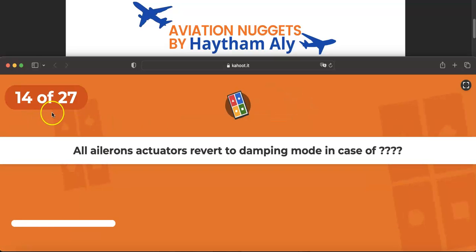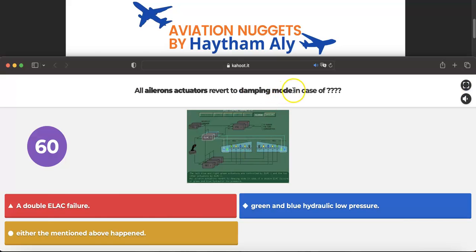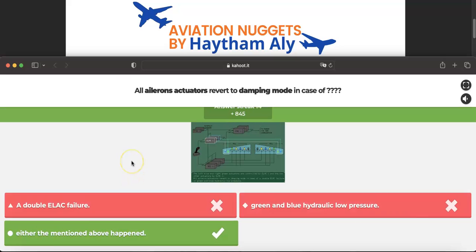Question 14 of 27. All aileron actuators revert to damping mode in case of: a double ELAC failure, green and blue hydraulic low pressure, or either of the mentioned above. The right answer is either of the mentioned above.